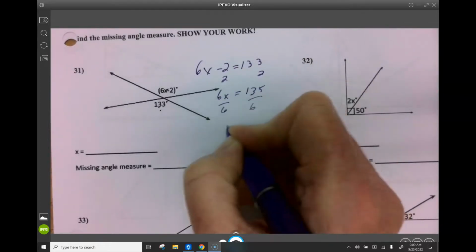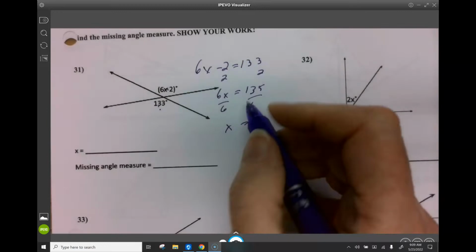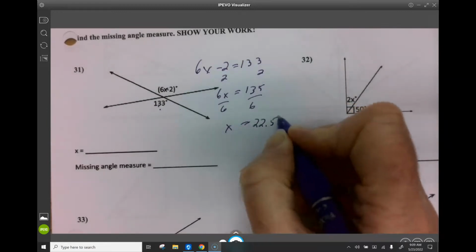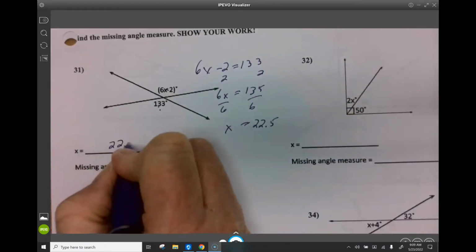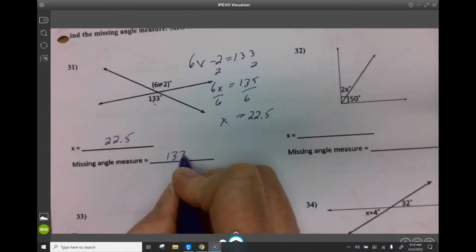Divide by 6. Okay, so you're just solving equations, and that's really important. You know how to solve equations. x is equal to 22.5. Missing angle measure? Well, it's got to be 133 because it's equal to that one.